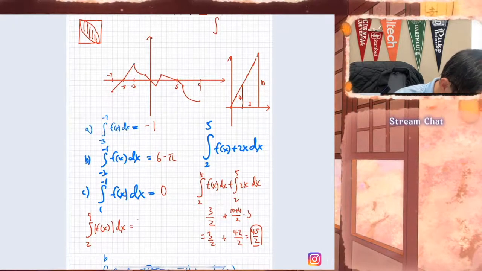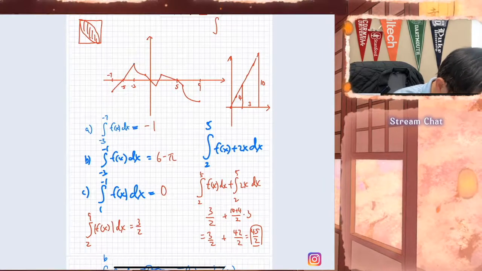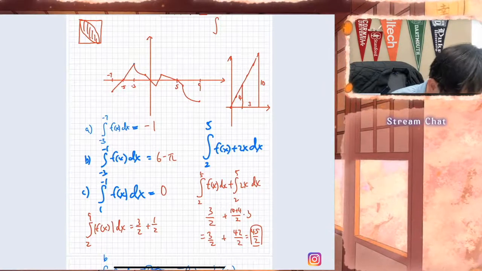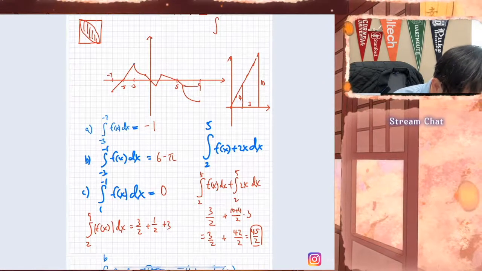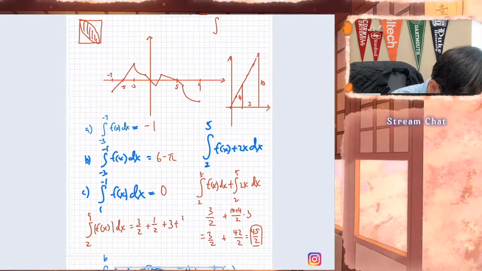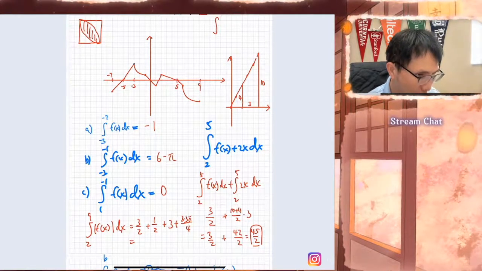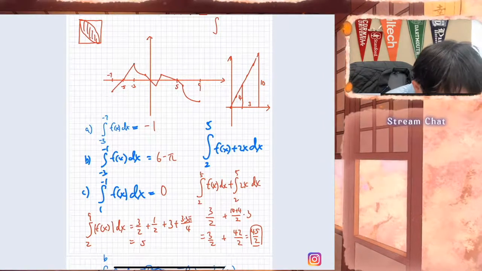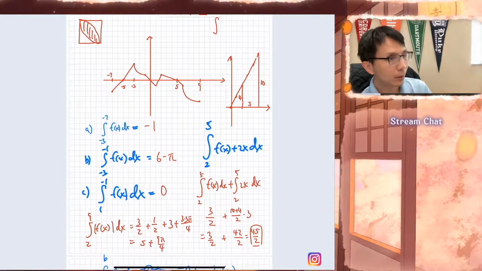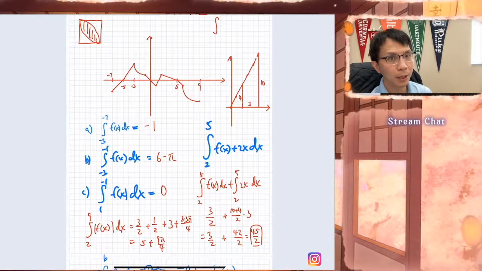So let's do the first part. It'll be 3 over 2. That's the first part here, right? Does that make sense so far? And then plus 1 half, because you flip upward, so it becomes positive. Otherwise, it would be negative. And plus 3, because this part is 3 units, since if you flip upward it's going to be 3 units. And plus 3 times 3 pi over 4. So that is equal to 2 plus 3, which is 5, plus 9 pi over 4, and that will be my final answer. But this time it's positive because you flip all the graph negative upwards. And that's the way you are to think.